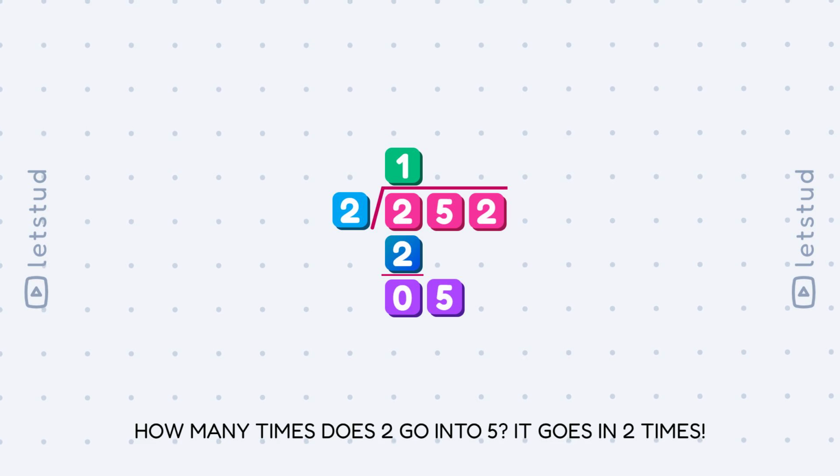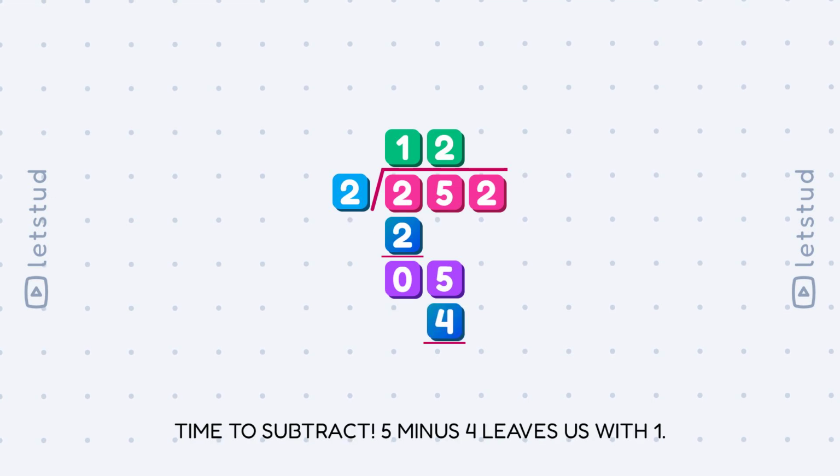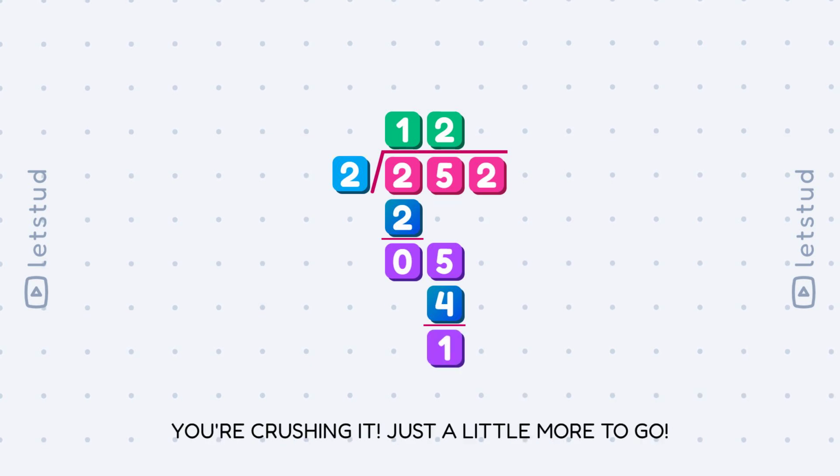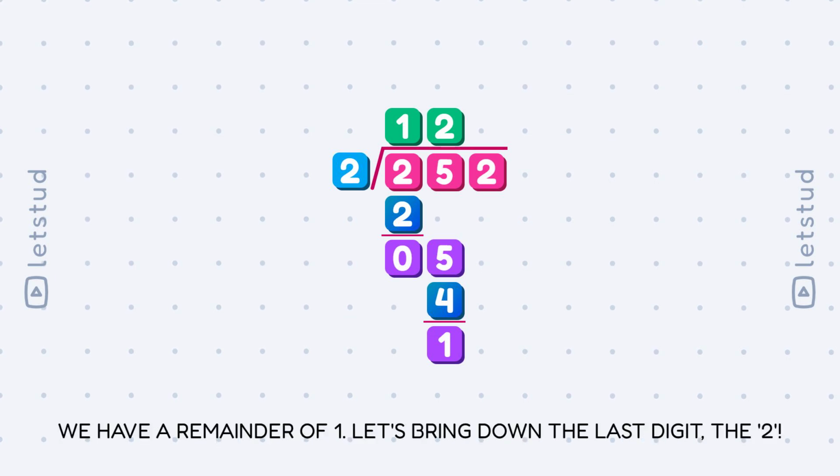How many times does 2 go into 5? It goes in 2 times. Let's check. 2 times 2 is 4. Write that down. Time to subtract. 5 minus 4 leaves us with 1. You're crushing it. Just a little more to go. We have a remainder of 1.